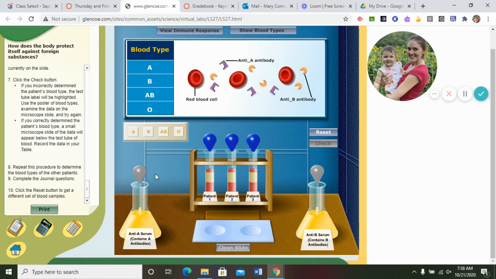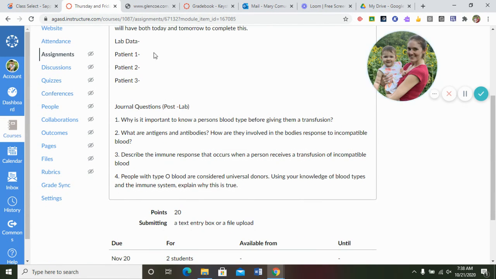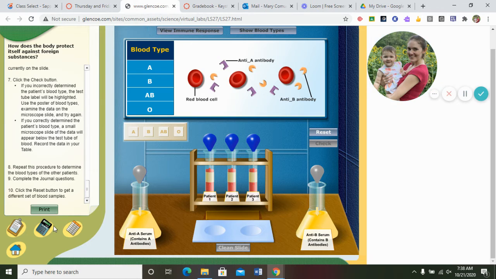All right, so the journal questions are also in here. I've already written them for you, so you really don't have to type anything. You don't need to worry about any of these buttons here. So we'll start with patient 1.